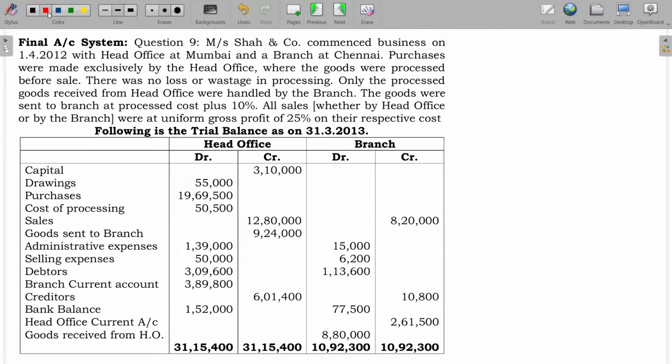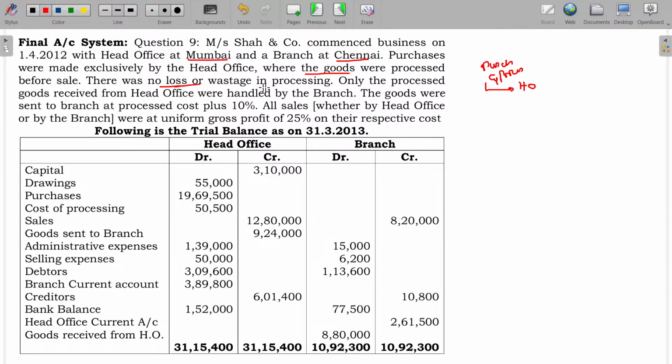Final account system, especially independent branch style. Mr. Shaw and Co. commenced business on 1/4/2012 with head office at Mumbai and branch at Chennai. Purchases were made exclusively by head office, and the goods were processed before sale. Raw materials purchased and processed only at head office.